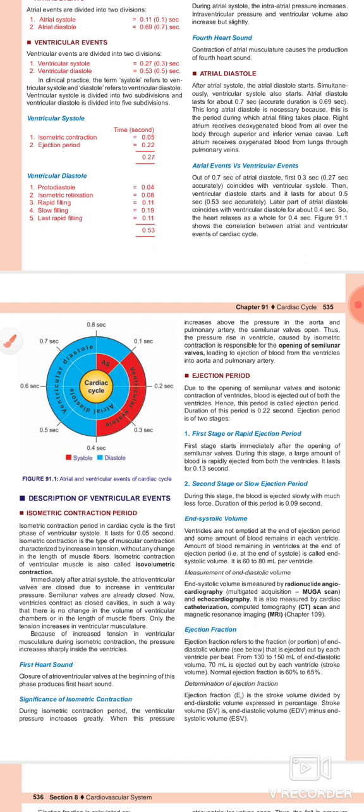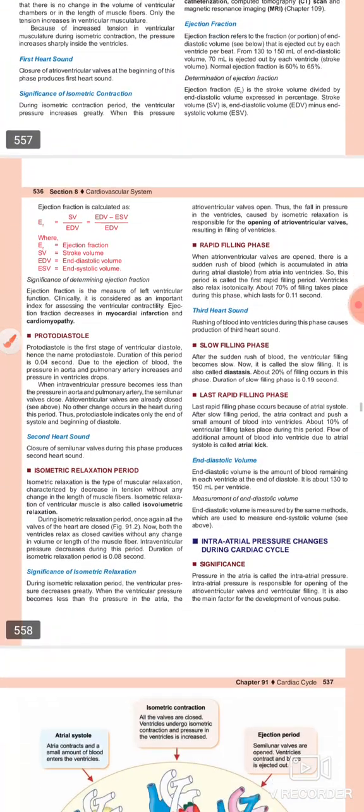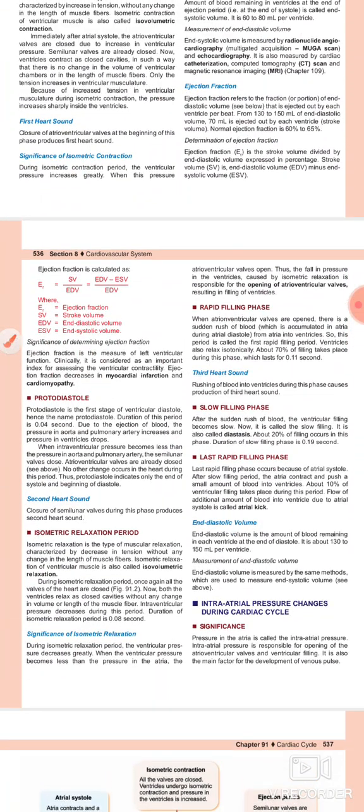So the first stage is the rapid ejection phase, in which there is immediate opening of the semilunar valve and a large amount of blood is going out. Second is the small ejection phase. Then we discussed the ejection fraction and the formula to calculate it. Then we discussed the ventricular diastole. So pro-diastole is the first phase. Nothing is going to happen. It's just a phase which indicates that your systole ends and your diastole begins.